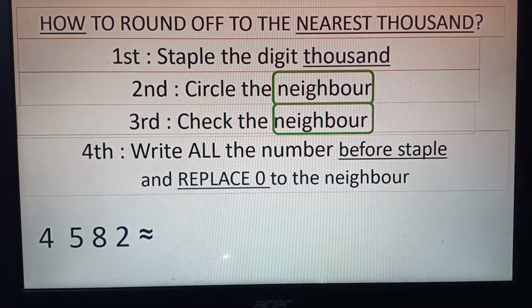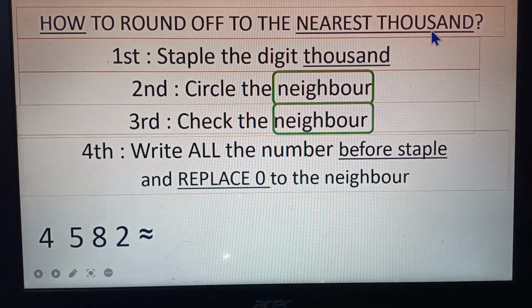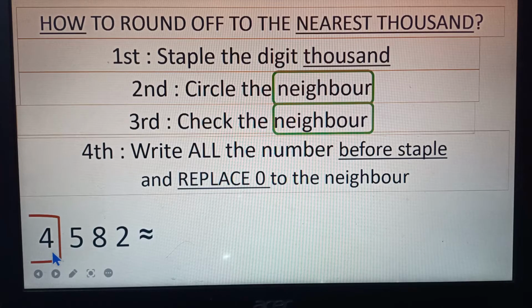Okay, this is the step that I'm showing you just now. First, let's see, staple the digit 1,000. Soalannya bertanya how to round off to the nearest 1,000, so you have to find 1,000 dulu. Jangan sekali-sekali staple yang mana saja. Staple the 1,000 first. Okay, this is 1,000. And then what do you do? Circle the neighbor. Neighbornya, you have to circle selepas staple itu. That is the neighbor. Neighbornya satu saja, circle lah di tepi 1,000 itu.